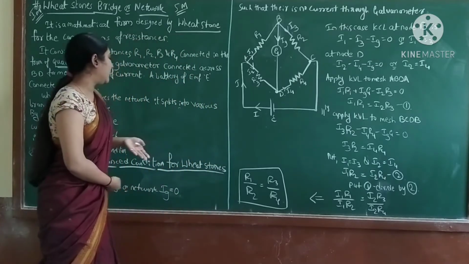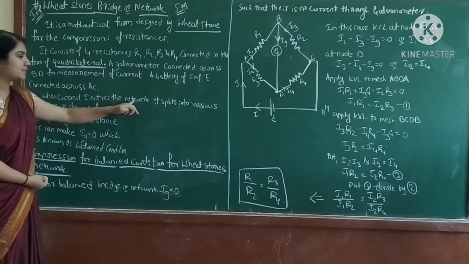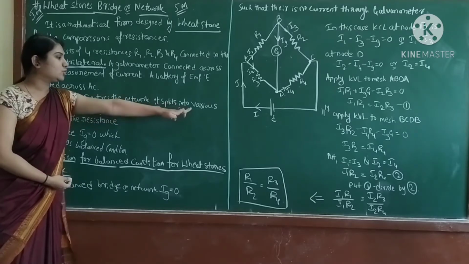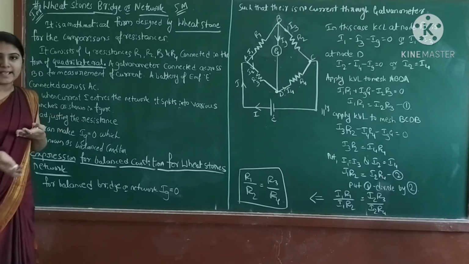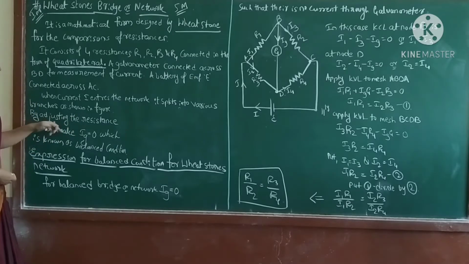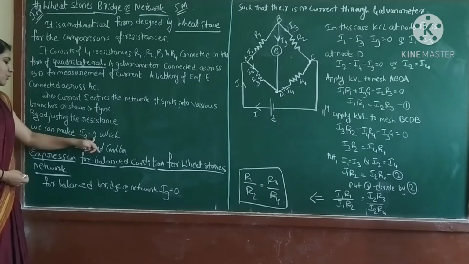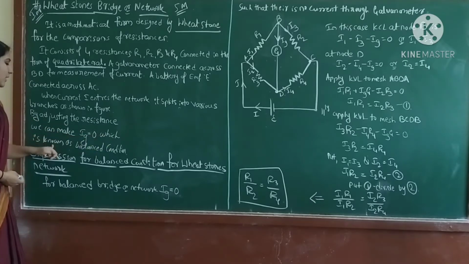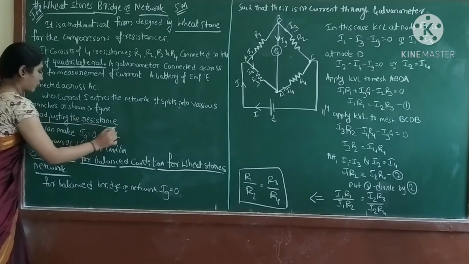Understood? So when the current I enters the network, it splits into the various branches as shown in the figure that I already explained. Then by adjusting the resistance, we can make IG equal to 0, which is known as the balanced condition. See, it is very important for you.